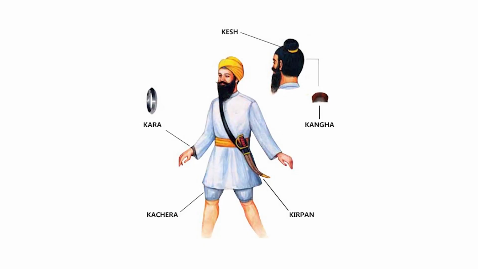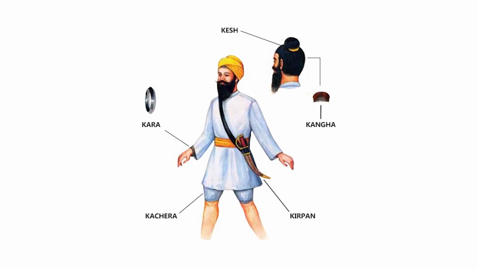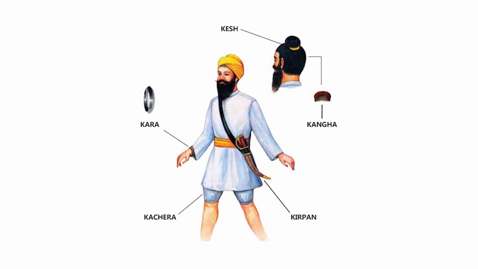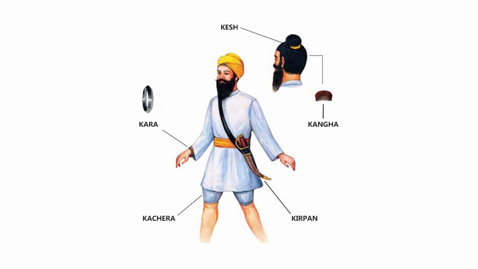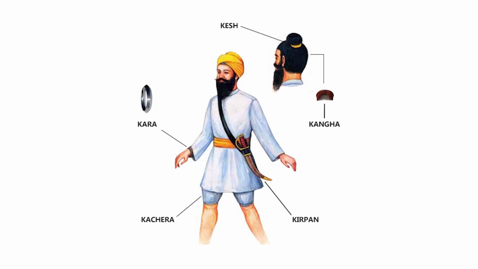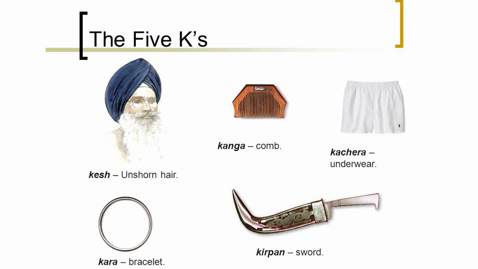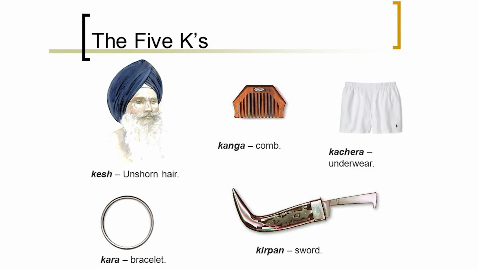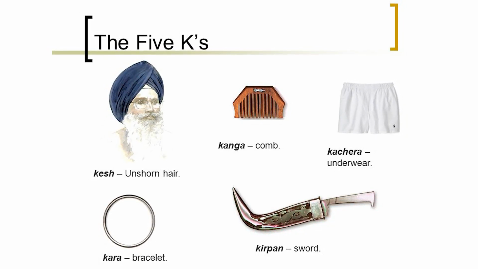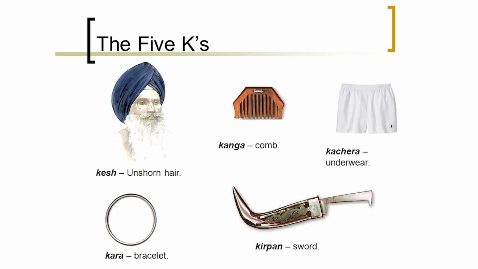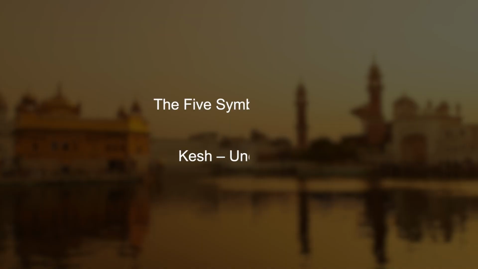The 5 Ks taken together symbolize that the Sikh who wears them has dedicated themselves to a life of devotion and submission to the Guru. The 5 Ks are 5 physical symbols worn by Sikhs who have been initiated into the Khalsa. Let us see the 5 Ks in detail. The 5 Ks are Kesh, uncut hair; Kara, a steel bracelet; Kanga, a wooden comb; Kachera, cotton underwear; Kirpan, a ceremonial sword. These are the 5 symbols of Sikhism.